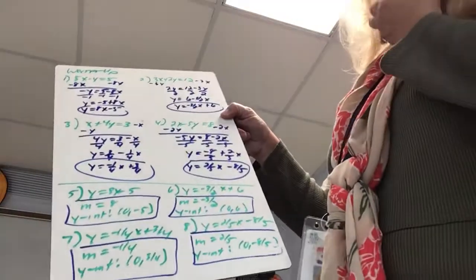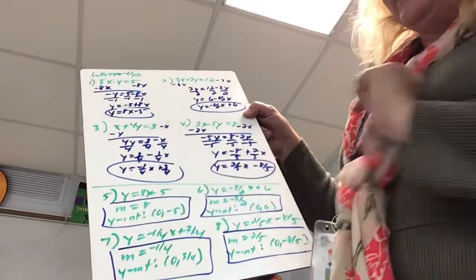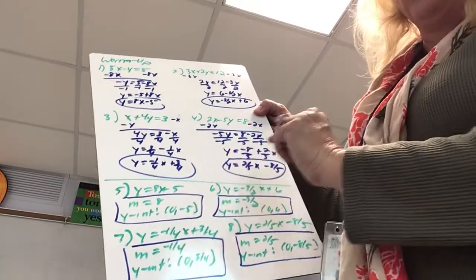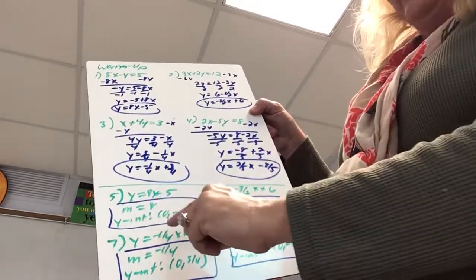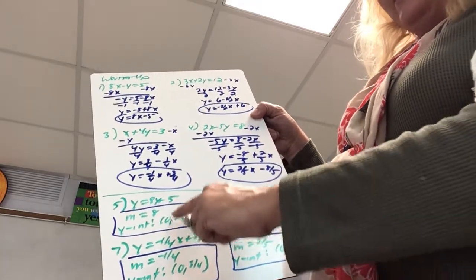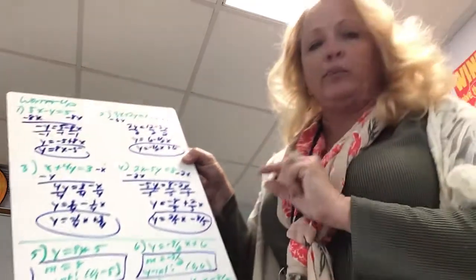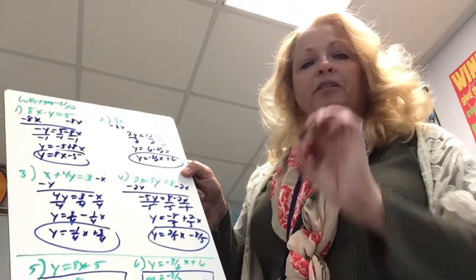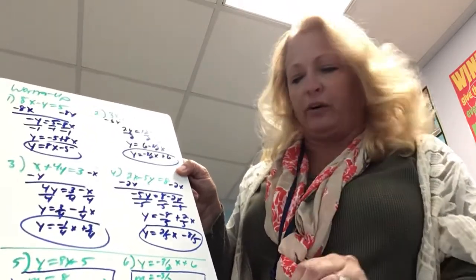Okay, so if you are back, number 5, the slope is 8. We could write it as 8 or 8 over 1 to help us with graphing. The y-intercept, I would encourage you to write it as 0, negative 5, because people get mixed up. The y-intercept is a point, and we need that point to start graphing.